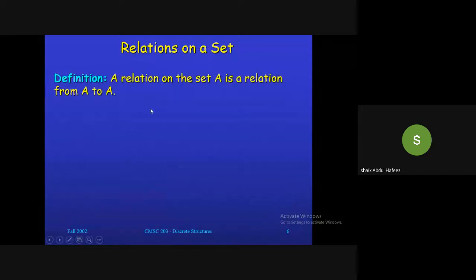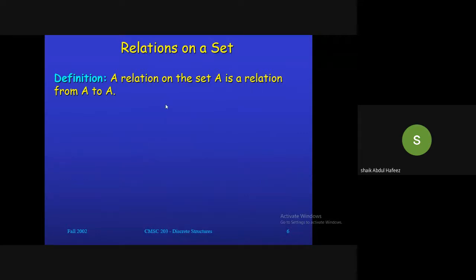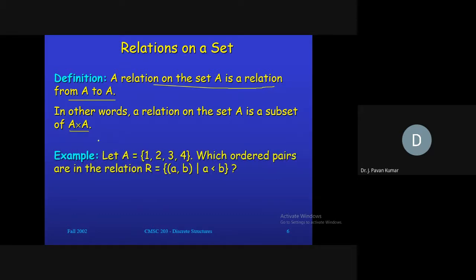Just this is a recall of the things. A relation on the set A is a relation from A to A. Now, as we had discussed, a relation is nothing but a subset of the Cartesian product. How many such relations can we form? That's the question. This is the example which we have seen already: A is less than B, so 1, 2, 3, 4. What will be part of R?